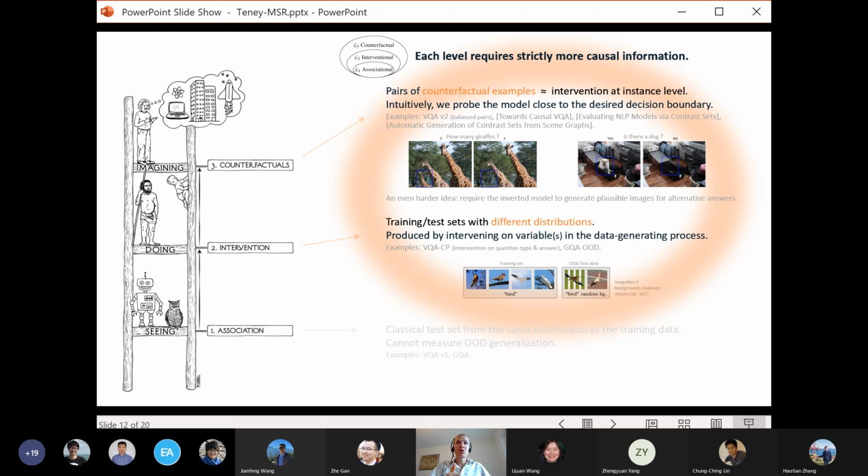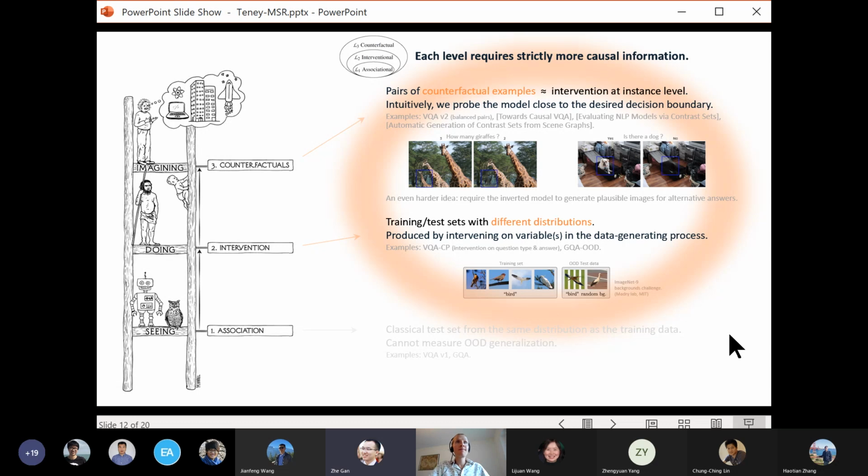So you would give the question, image, and correct answer to the model, and then ask the model to generate an image, an alternative image to support a different answer. This would be extremely difficult because it would basically test the model for what it thinks would be the required visual evidence for an alternative answer. So this is even closer to the definition of counterfactuals of standard causal reasoning.